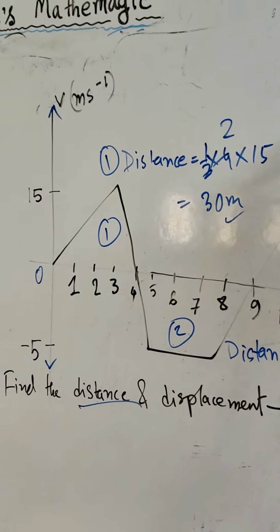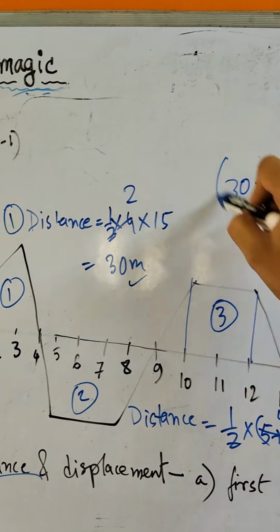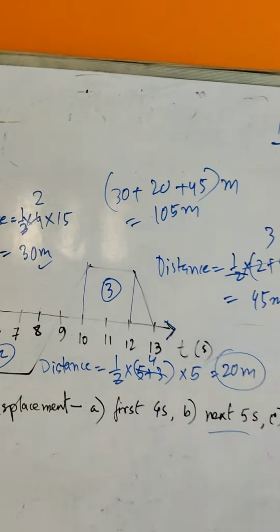In the whole 13 seconds, to find the total distance covered by the particle, you have to add all of these. So it is 30 plus 20 plus 45, which gives 105 meters. That is the whole distance covered by the moving particle.